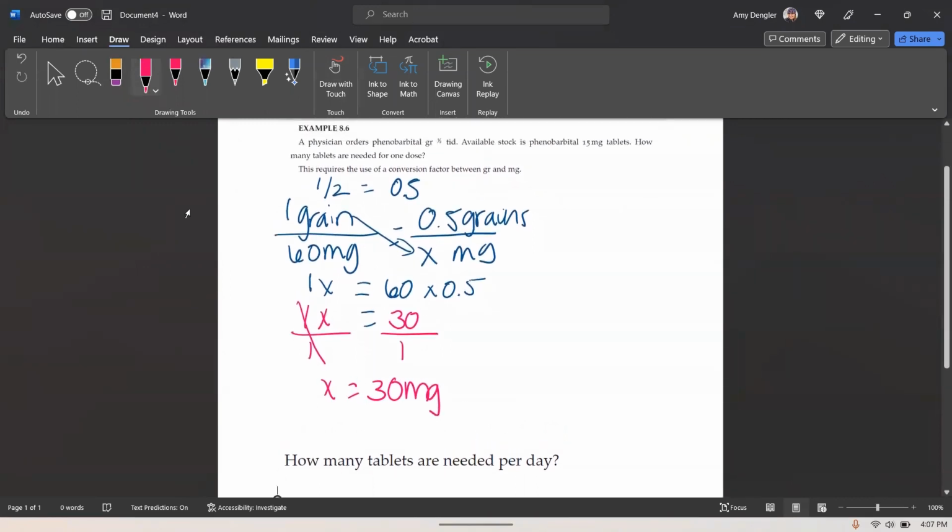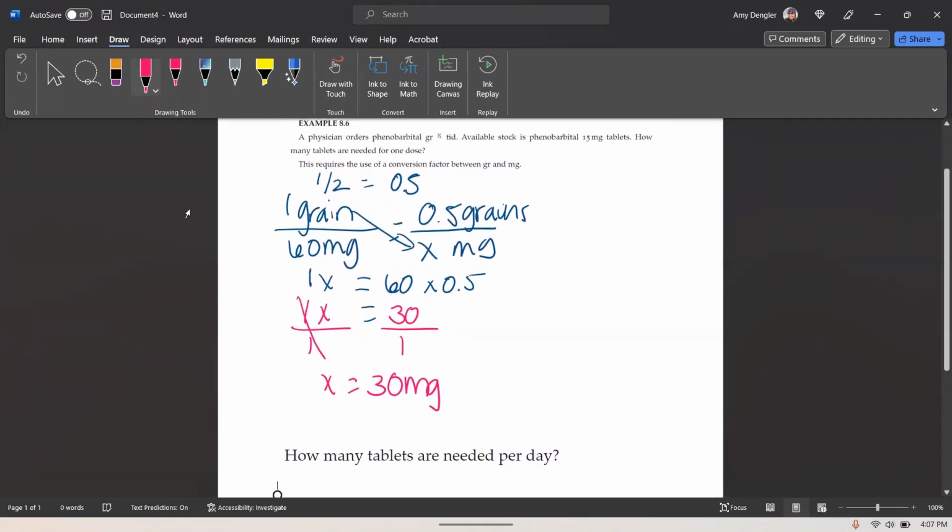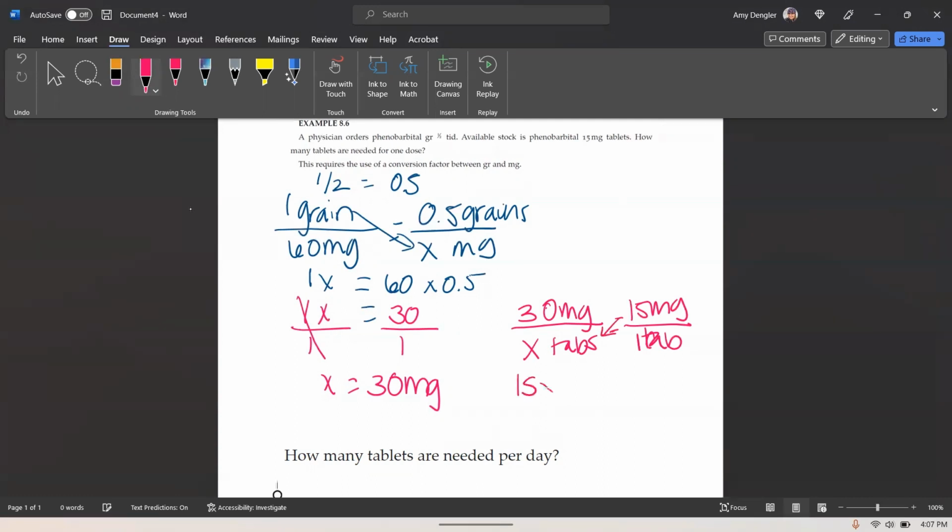So now we can find out how much is needed for one dose. So we have the order of 30 milligrams. We want to know how many tabs we need to give them. And we have the stock strength of 15 milligrams per one tab. So this one we would do 15 times x, 15x. And again, I could have put that over on this side, the 15 over 1. It doesn't matter. We're still going to get the same answer.